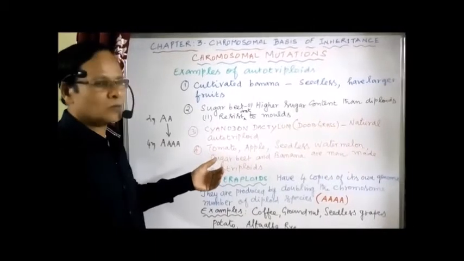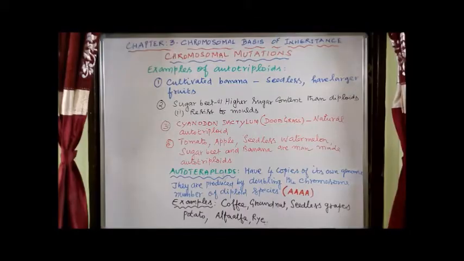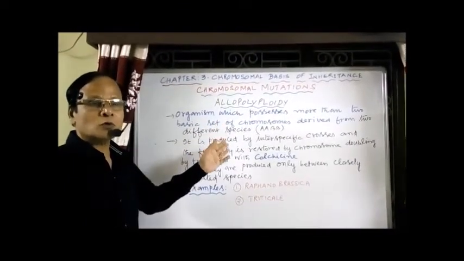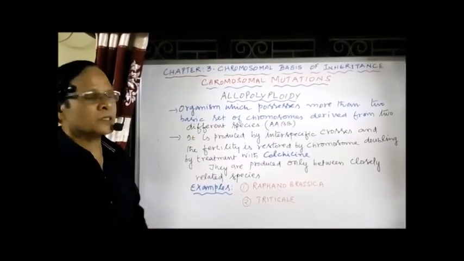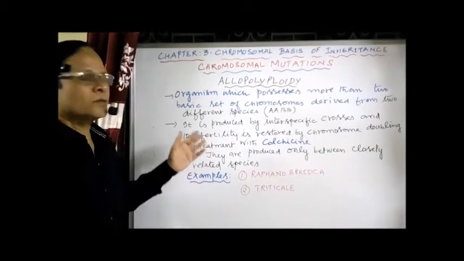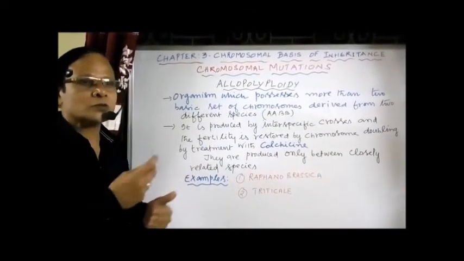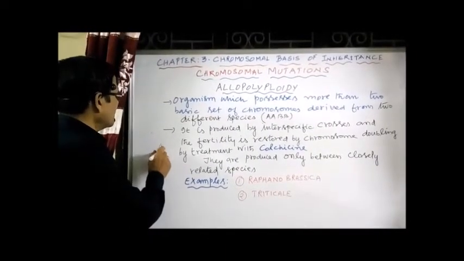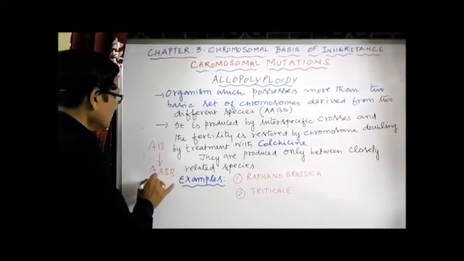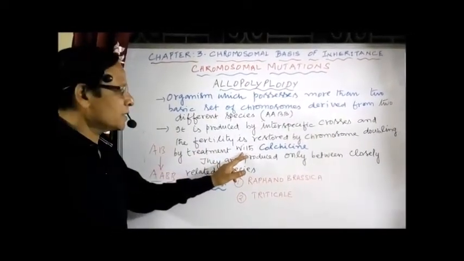Then we go to another one, that is allopolyploids. So what are allopolyploids? An allopolyploid is an organism which possesses more than two basic sets of chromosomes, but these chromosomes are derived from two different species, species 1 and species 2, unlike autopolyploids, where they are derived from the same species. It is produced by interspecific crosses between two different species, and the fertility is restored by doubling the chromosome number. If you take, for example, this F1 hybrid, by colchicine treatment the chromosomes are doubled, so we get a pair for each one. So the fertility is restored by chromosome doubling through treatment with the mutagenic agent colchicine.